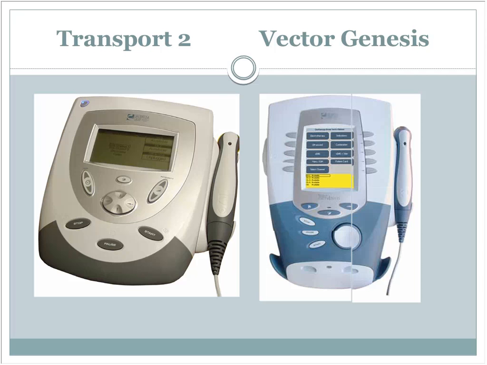I've seen the Vector Genesis a lot in our skilled nursing facilities. It's not a hard and fast rule. It's not like one can't have the other, that's just the way I see it laid out a lot of times. These are certainly made by the same company, the Chattanooga group, and they are basically the same units, except the Vector Genesis has a little bit more bells and whistles in it. There's actually a library of information in it, and there are some additional waveforms that the Transport 2 doesn't have. And that being said, I like the Transport 2.